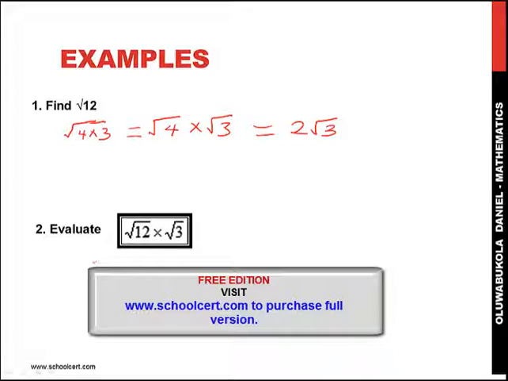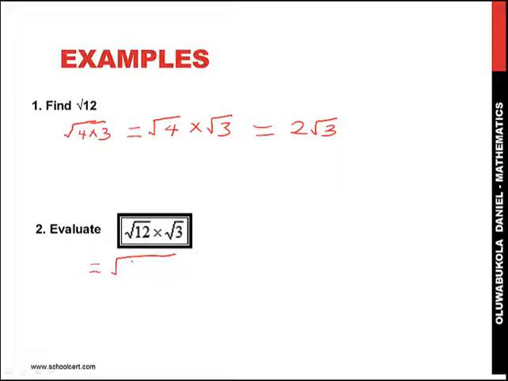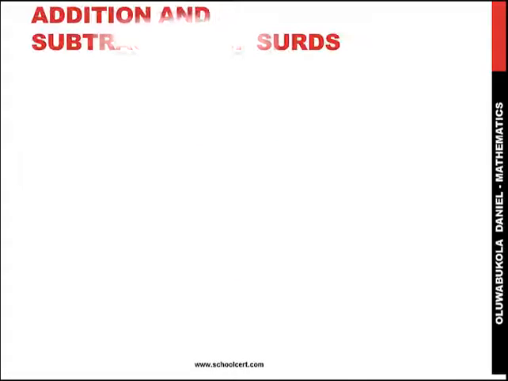So root of 12 times root of 3, what we'll then do is to bring them inside one bracket. So we'll have 12 times 3. This is the same thing as root of 36. And we all know from our multiplication table that root of 36 is the same thing as 6. So just like I said, the rule goes vice versa, to either side. We have applied the first rule in solving these two examples.